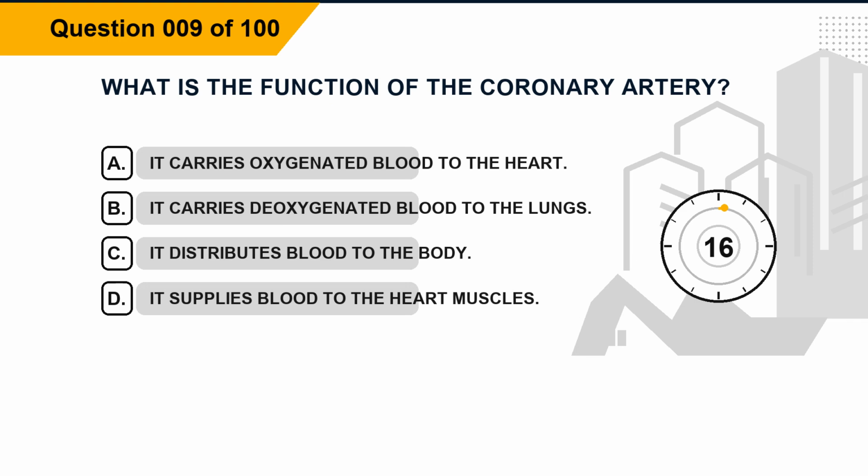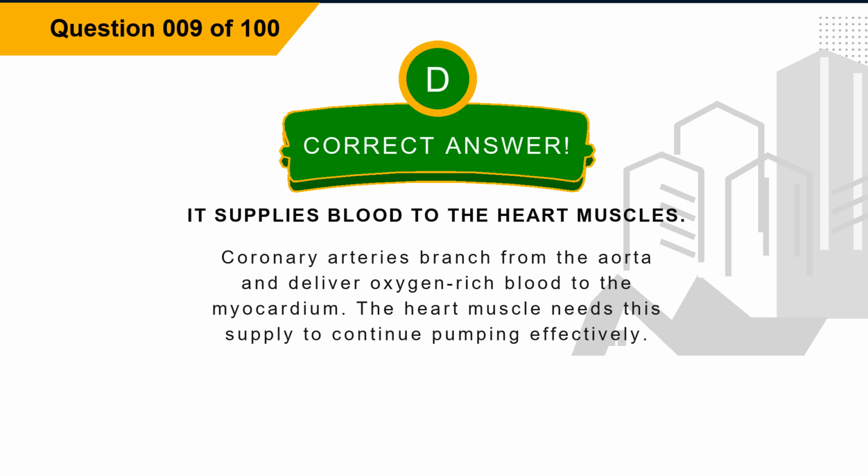Question 9. What is the function of the coronary artery? Option A. It carries oxygenated blood to the heart. Option B. It carries deoxygenated blood to the lungs. Option C. It distributes blood to the body. Option D. It supplies blood to the heart muscles. The correct answer is option D. It supplies blood to the heart muscles.